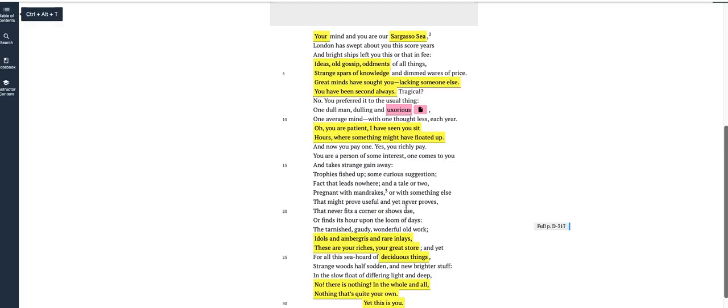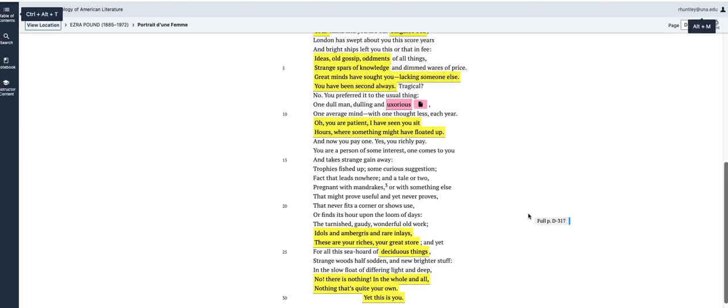That might prove useful and yet never proves, that never fits a corner or shows use, or finds its hours upon the looms of day, the tarnished, gaudy, wonderful old work. Again, what is this work? Idols and ambergris and rare inlays, these are your riches, your great store. And yet, for all of this sea hoard of deciduous things, strange woods, half sodden, and new brighter stuff, in the slow float of differing light and deep, no, there is nothing, in the whole and all, nothing that's quite your own, yet this is you.